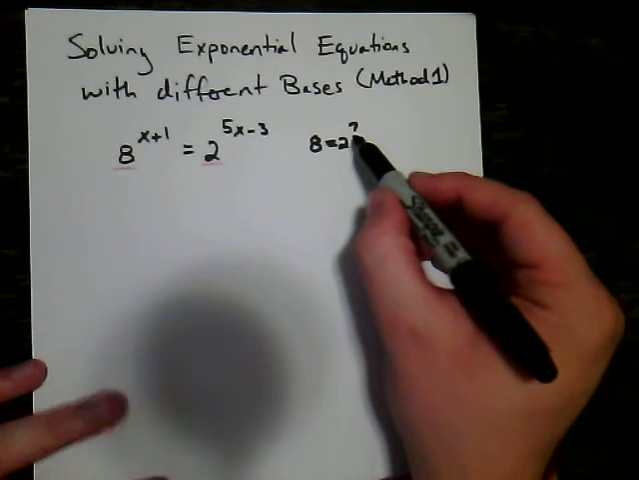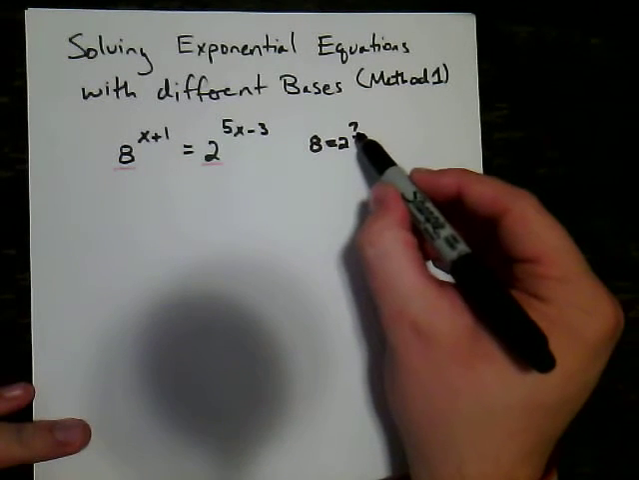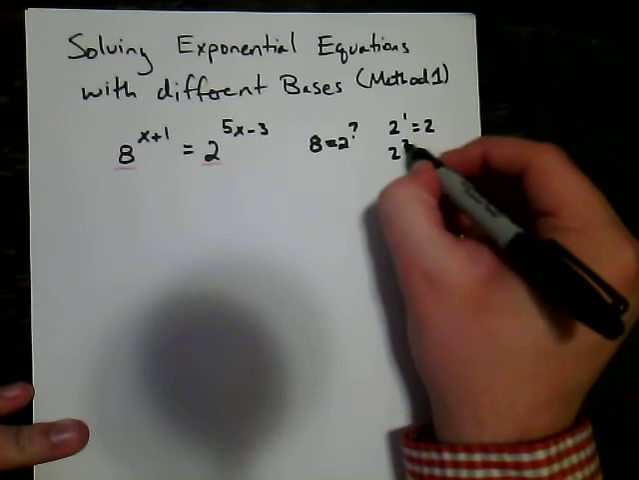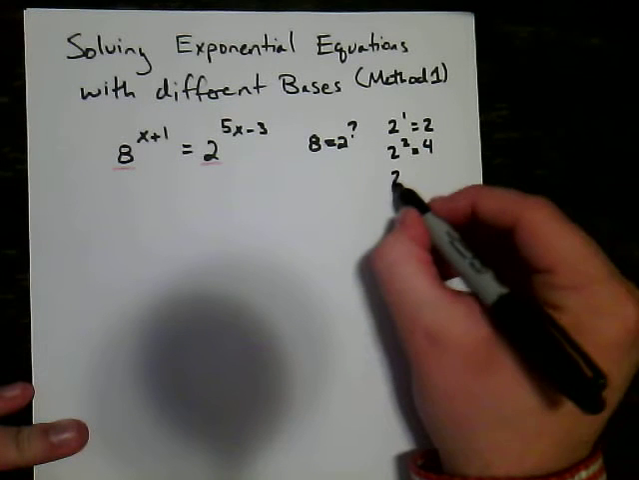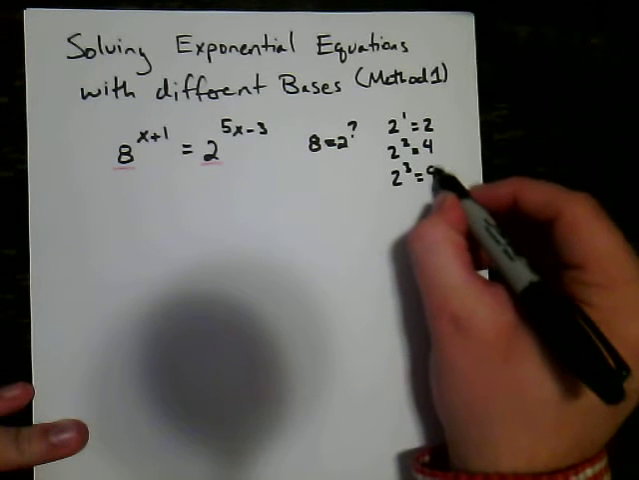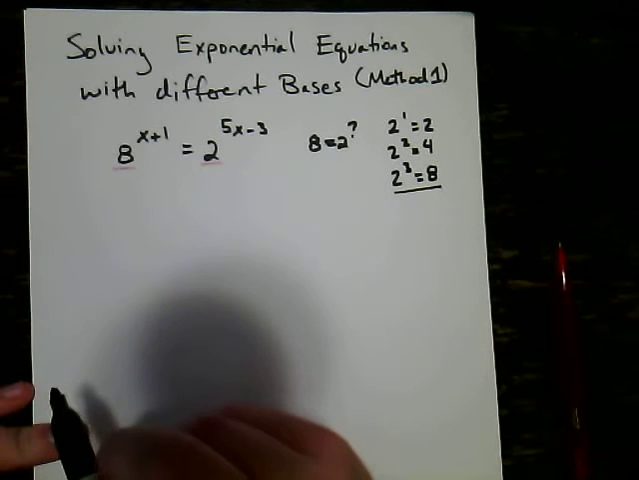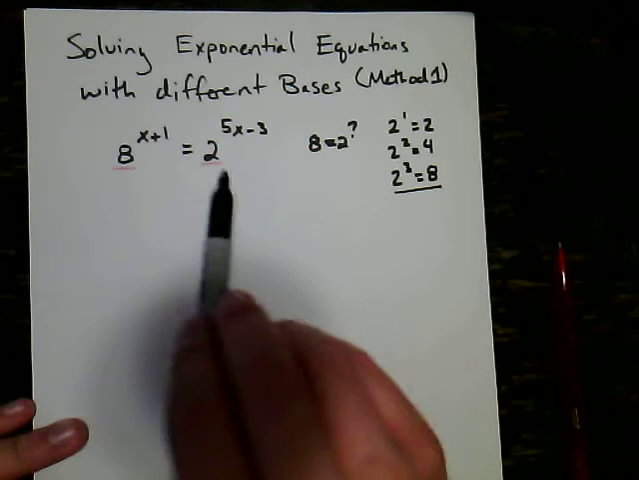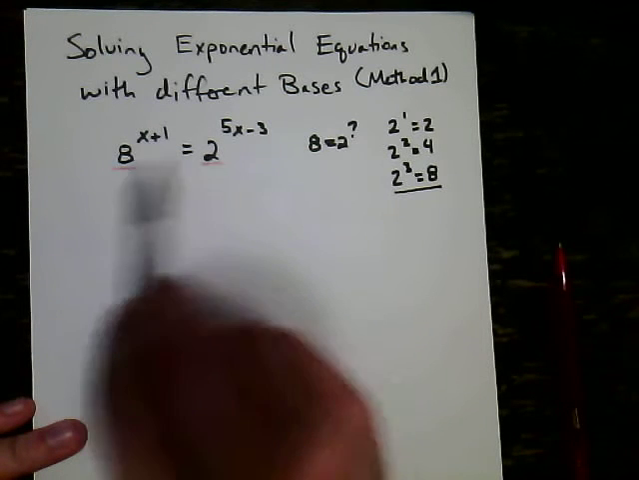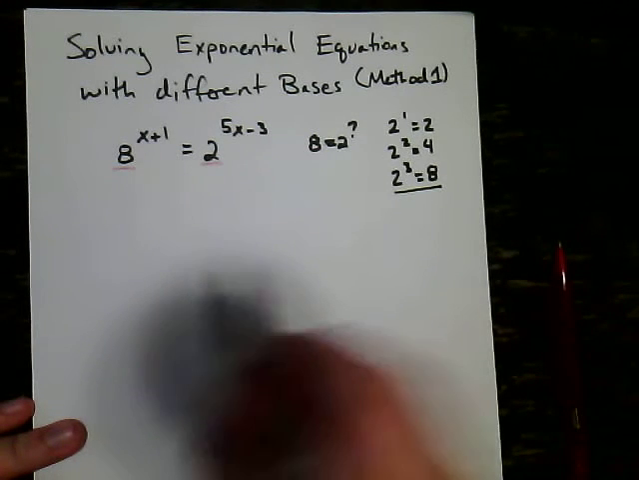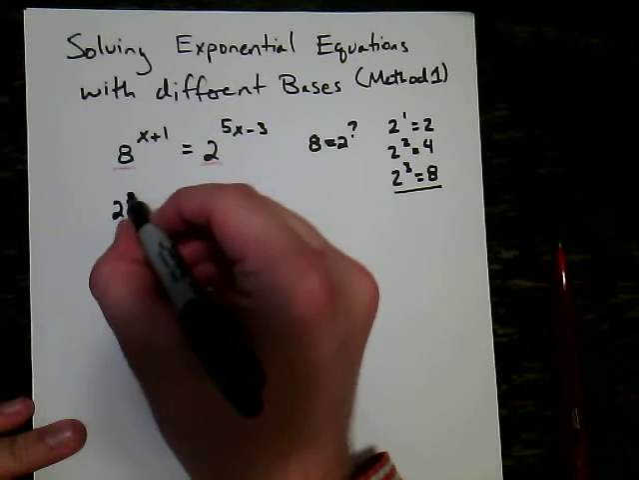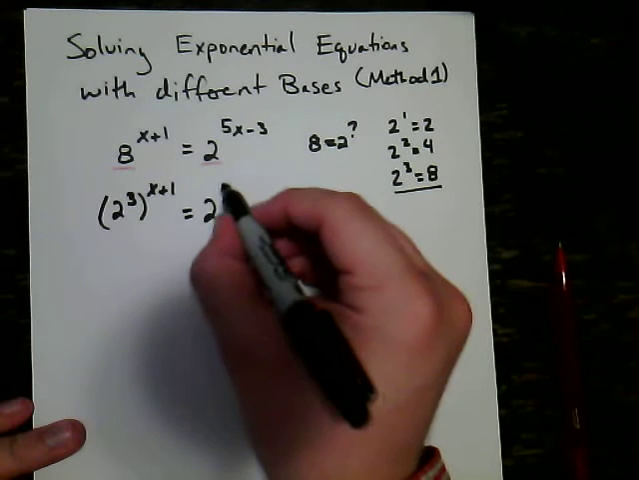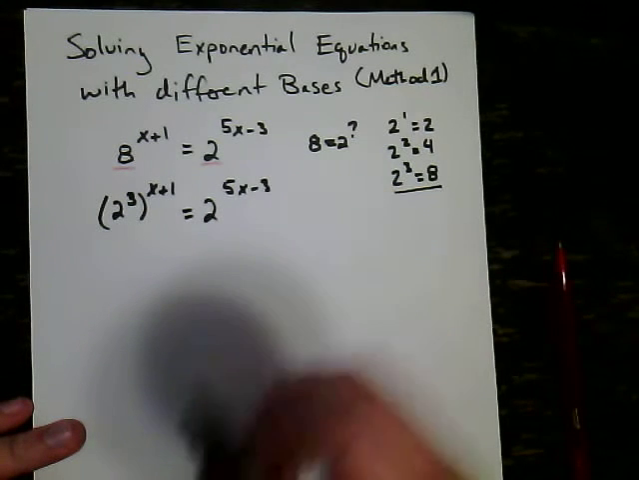So we have to think about, is 2 raised to the first going to be 2? So 2 raised to the first equals 2, 2 squared equals 4, 2 raised to the third equals 8. So that is then the relationship that we want to use here. What we're trying to do is rewrite the base so that they're the same. So now what we have is 2 raised to the third, raised to the x plus 1, equals 2 raised to the 5x minus 3.